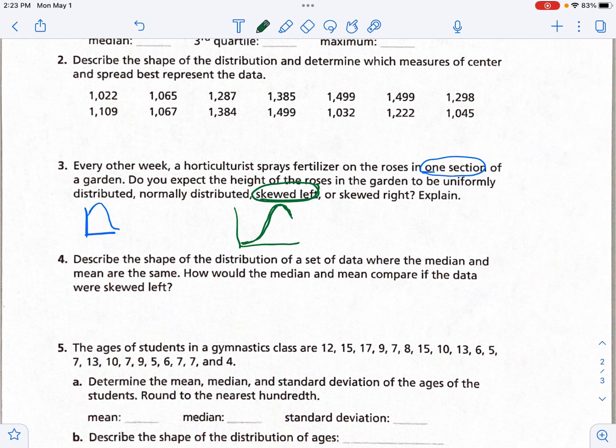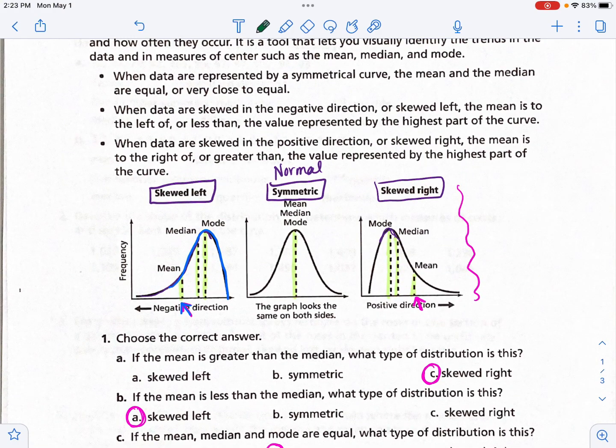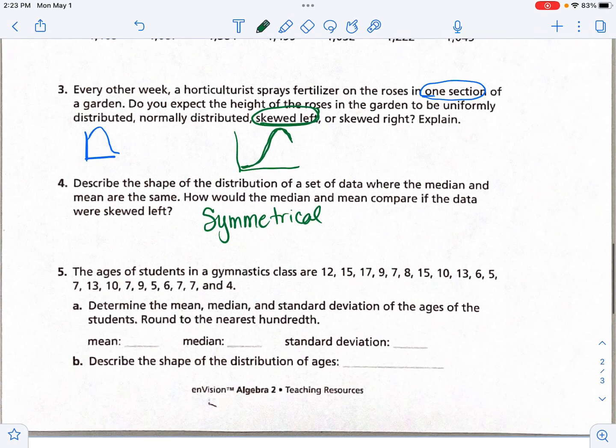Number 4 says, describe the shape of the distribution of a set of data where the median and mean are the same. So if they're the same, then it's symmetrical, right? We talked about that a minute ago. That's the one where it looks like an actual curve, like in the middle curve. And it says, how would the median and mean compare if the data were skewed left? Okay, so if it's skewed left, the mean is less than the median. Again, like what happened yesterday when we were talking about those test scores. There were a lot of really good test scores, and so that's why it turned out that way.